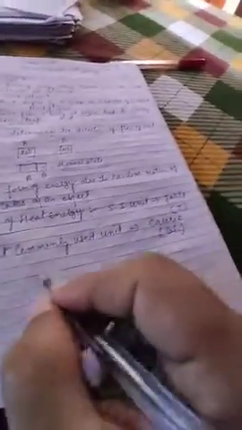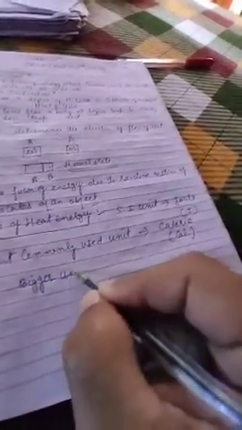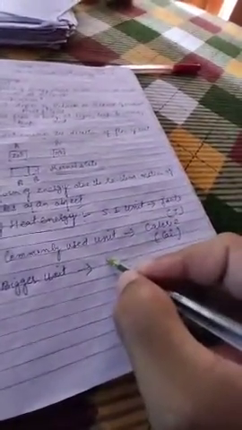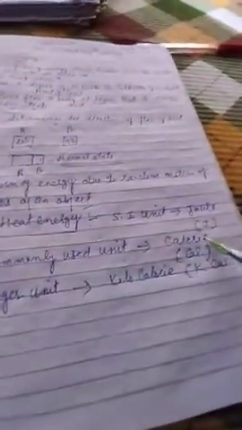Now the bigger unit is kilocalorie. I'm just writing it, kilocalorie, and it is represented with KCAL. Commonly used unit is calorie and bigger unit is kilocalorie, KCAL. So 1 kilocalorie is equal to 1000 calorie.